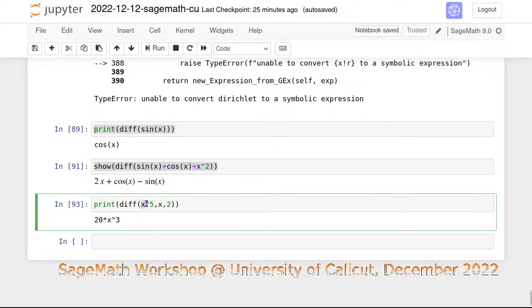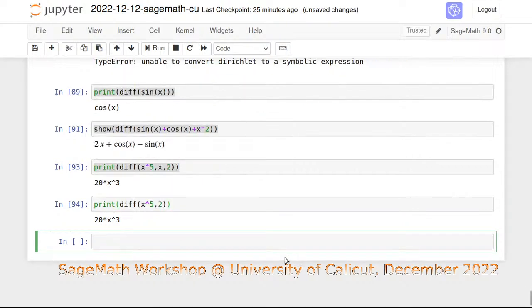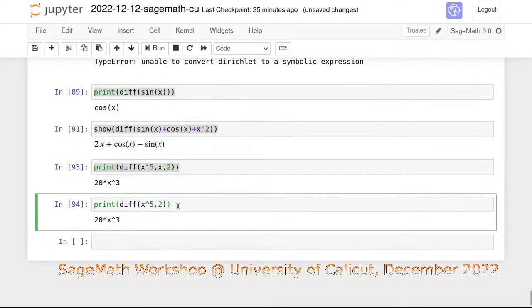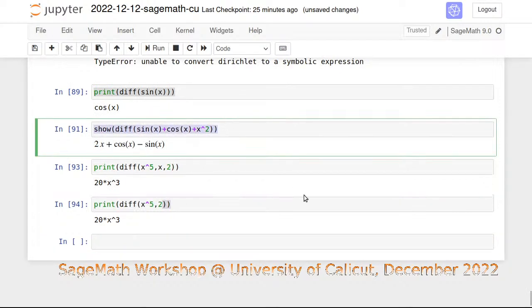So x to the power 5, the function, then with respect to which variable, 2. If you do not specify the variable name there, then also it's fine, there is no problem, since there is only one variable. But if there are two variables, this will create some trouble.